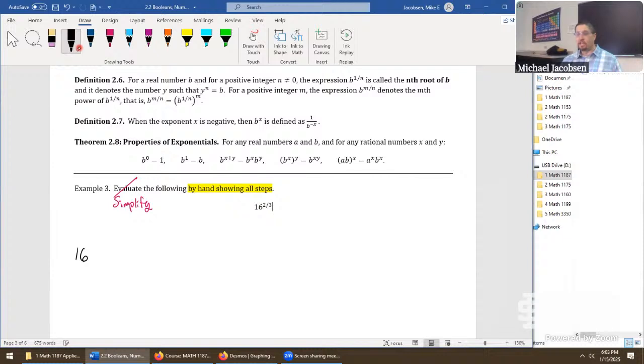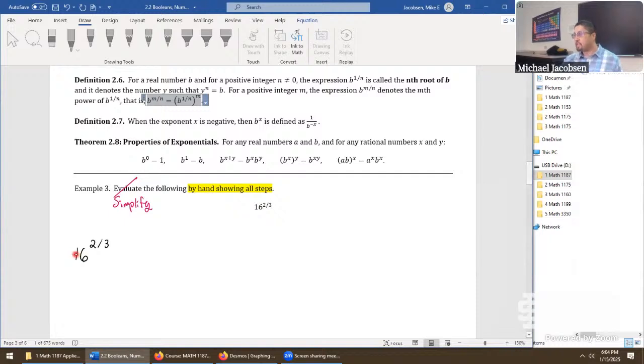So let's start off on the far left, 16 to the power of 2/3. There are loads of things you can do to try to simplify this. Again, there are lots of approaches, but starting with definition 2.6, the big feature about this problem is we have a fractional exponent. So if we wanted to, we could break it down in this kind of way.